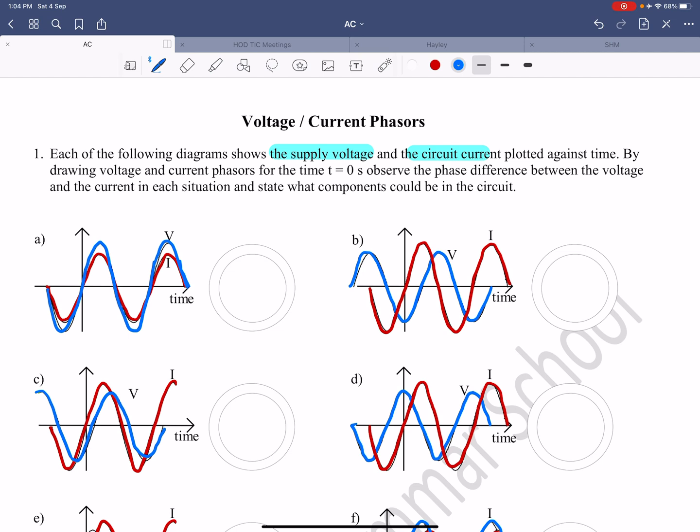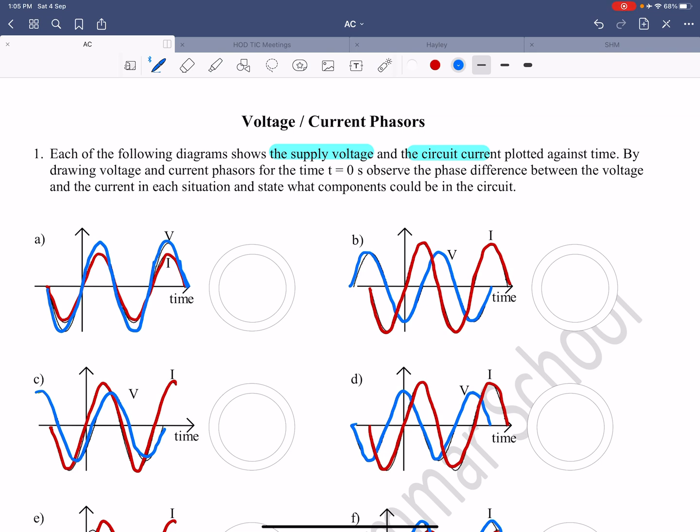Now, one thing to remember is if the phase difference is 90 degrees, then there's only one component. Could be a resistor, could be a capacitor, or could be an inductor, or 0. And if the phase difference is between 0 and 90 degrees, then there are two components in the circuit. So it's usually a resistor and a capacitor, or a resistor and inductor. So keeping that in mind, let's do the first one.